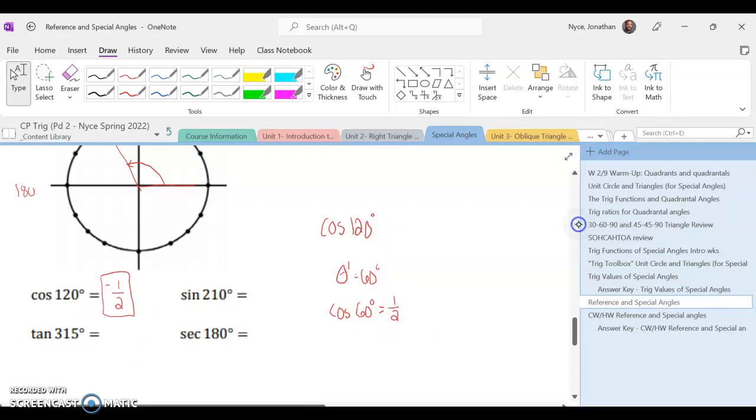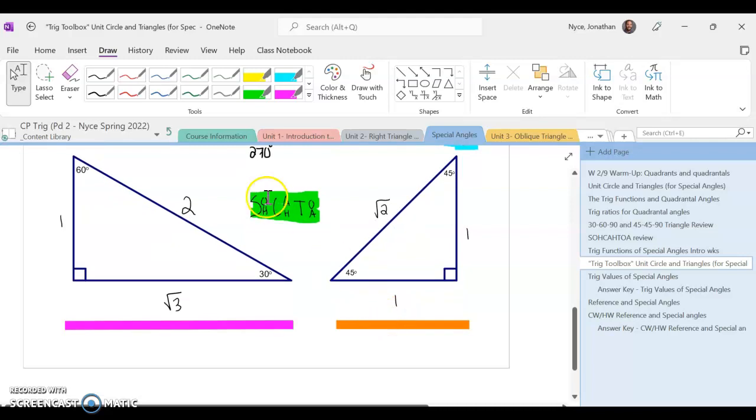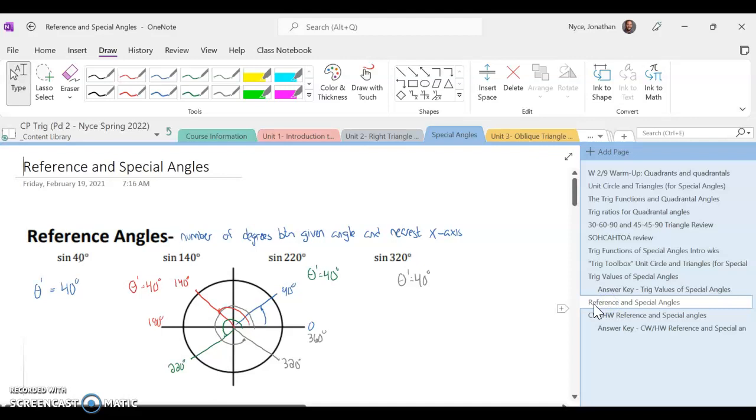We do the sine of 210, and then we'll stop there. So 210 degrees, reference angle. So from 210, which is here, to the nearest x-axis is 30 degrees. Our reference angle is 30 degrees. That means we're doing a sine of 30 degrees. The trig toolbox, sine, opposite over hypotenuse, 30 degrees, opposite is 1, hypotenuse is 2. So sine of 30 is 1 over 2, or 1/2.